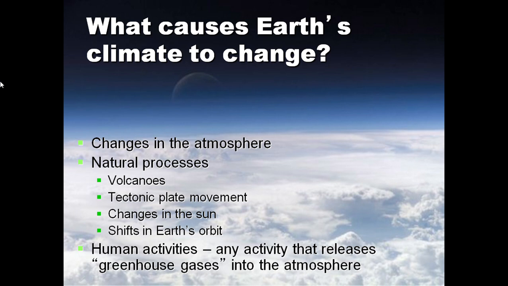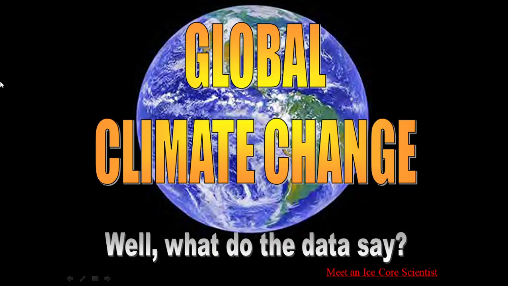Now, what causes the Earth's climate to change? We have changes in the atmosphere, natural processes, volcanoes, tectonic plate movement, changes in the sun, and shifts in the Earth's orbit. Yes, human activities: any activity which releases greenhouse gases into the atmosphere causes the Earth's climate to change. Understood? Now, global climate change. What do the data say?